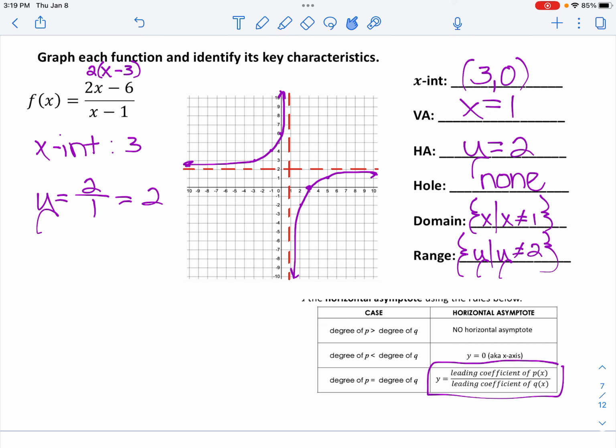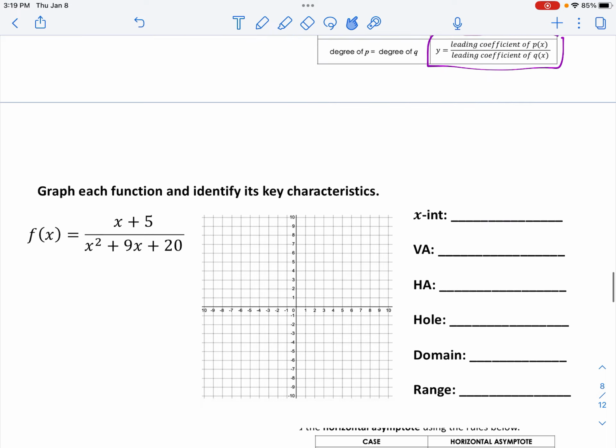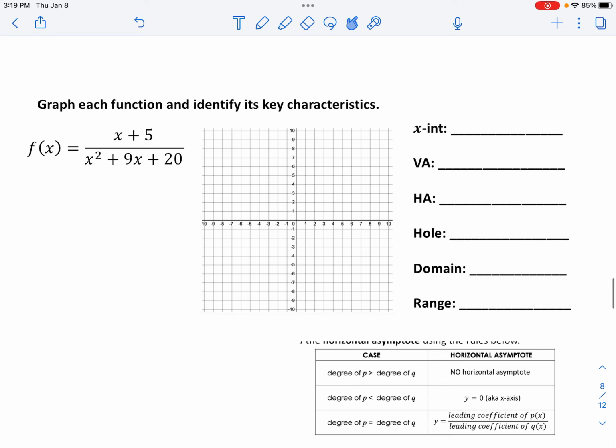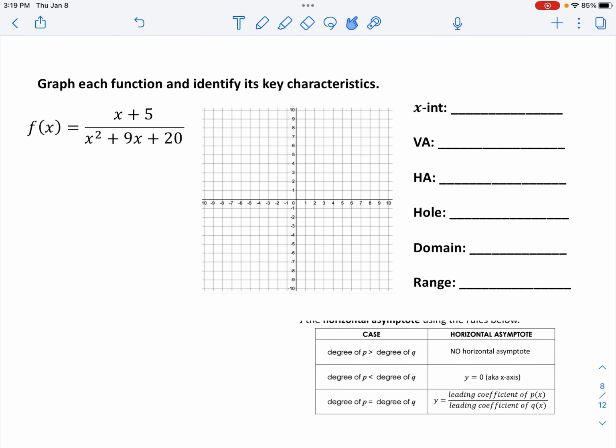All right. Let's try another one. This one is going to have a hole. So I'm just going to say that at the beginning. You're going to find out why here in a second. But the first thing I want to do is, as always, step 1 is to simplify this function. So I'm going to simplify at the top. I don't have a ton of simplifying to do, but the denominator, I have two numbers that multiply to be 20 but add up to be 9. That's going to be 5 and 4.